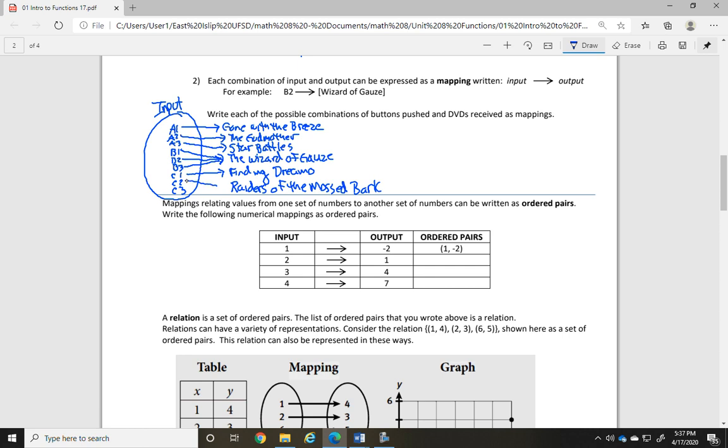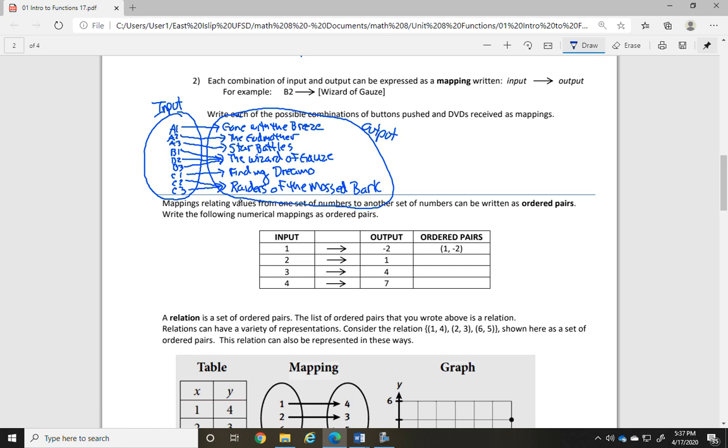So we said both C2 and C3. And we can put all of the outputs in a circle also and call them the outputs. And this is a mapping because it is using arrows to show which input belongs to which output. So this is writing all the possible combinations as a mapping.